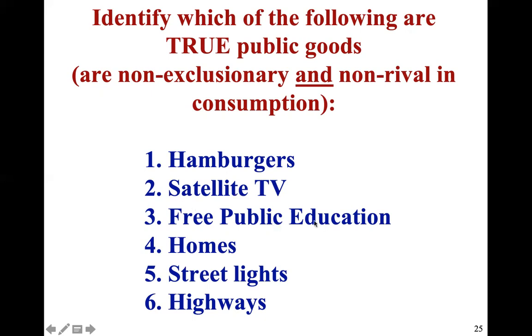Free public education: technically, education is excludable and rival. MIT is a great example of how you can make education excludable, right? If you don't pay your tuition and you don't get an acceptance letter, then unfortunately you're not able to come. So free public education is not a true public good. The free market would underproduce education because there are lots and lots of positive externalities to education, so we definitely want the government involved in education so we can get to that socially optimum outcome, right? That doesn't mean that it's a true public good. Homes are private goods. Streetlights are a true public good because they're truly non-excludable and truly non-rival.